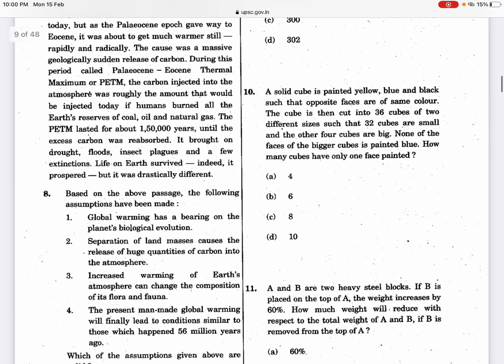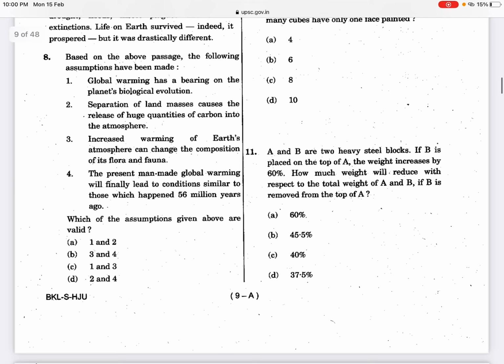Then a solid cube is painted yellow. That means a cube has been painted yellow, blue and black on opposite sides. And they are asking, after cutting the same cube into 36 pieces, how many cubes will have paint on only one side. This is a very simple question asked from R.S. Agarwal's verbal and non-verbal reasoning. If you go with that book, I think you will be able to solve such questions.